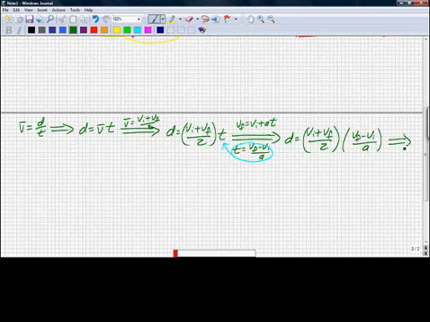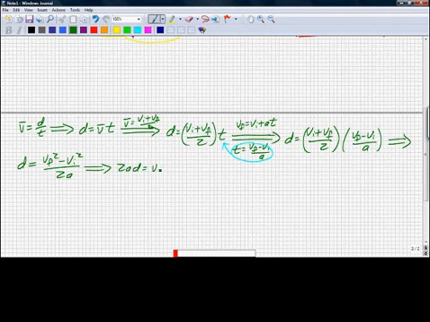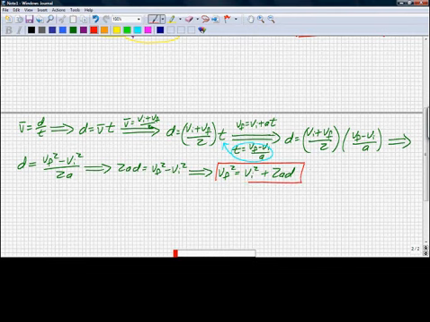And we can do a little bit of math here, simplify that. Use the FOIL method for the top, vi plus vf times vf minus vi. And we come up with d equal to vf squared minus vi squared all over 2a. Well, we can multiply both sides by 2a. 2ad equals vf squared minus vi squared. And if we add vi squared to both sides, we can say that vf squared equals vi squared plus 2ad. There is our fourth kinematic equation.